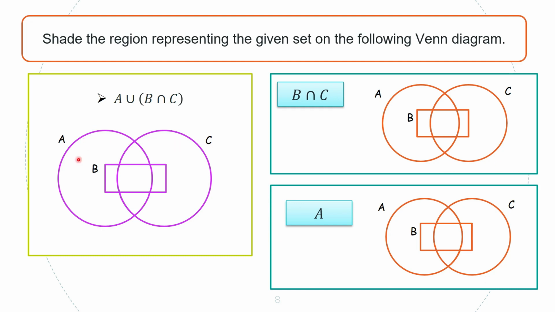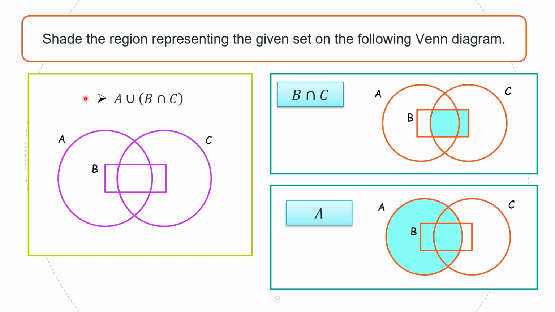So before we shade in this box, we must determine what P intersect C is. We must determine what set A is. Okay, first we shade the region which is P intersect C. This rectangle is set P, and this right circle is set C. So the intersection area is this region. Now for set A. Set A is this circle. So we shade this circle.